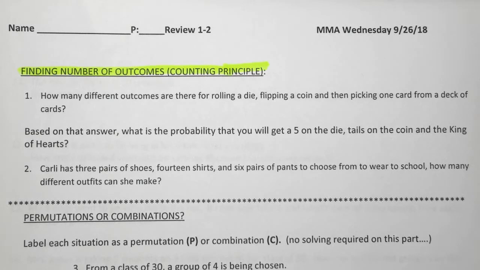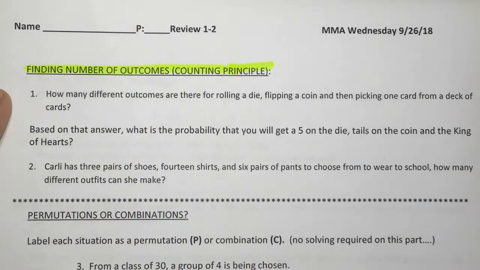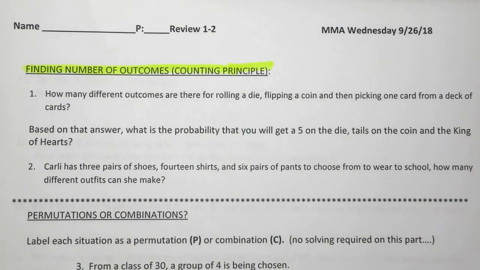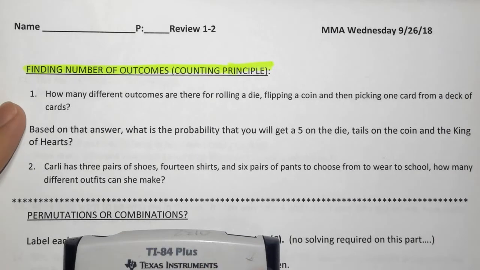Alright, let's try this one more time. This is the review for the second MMA test. First thing we're going to look at is finding the number of outcomes. This is the counting principle.